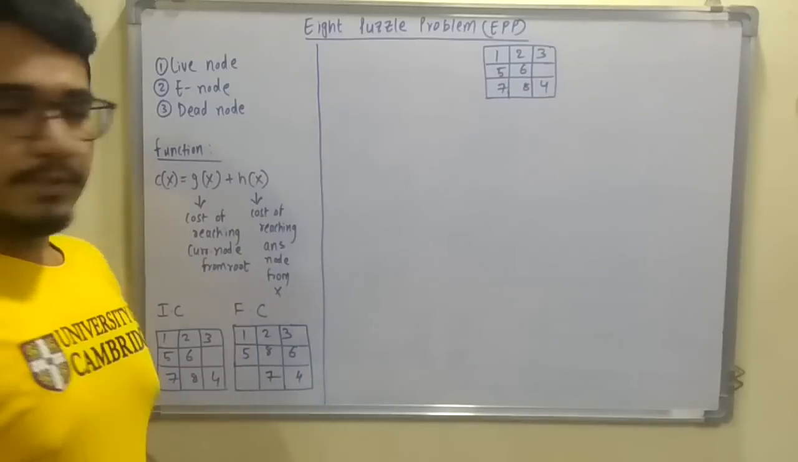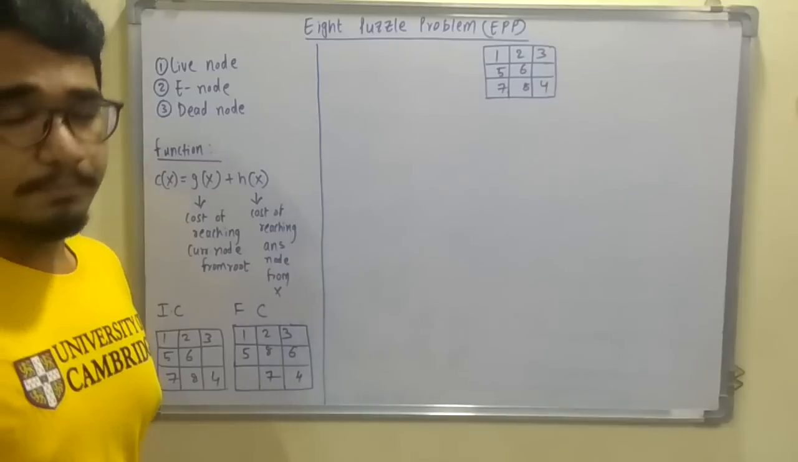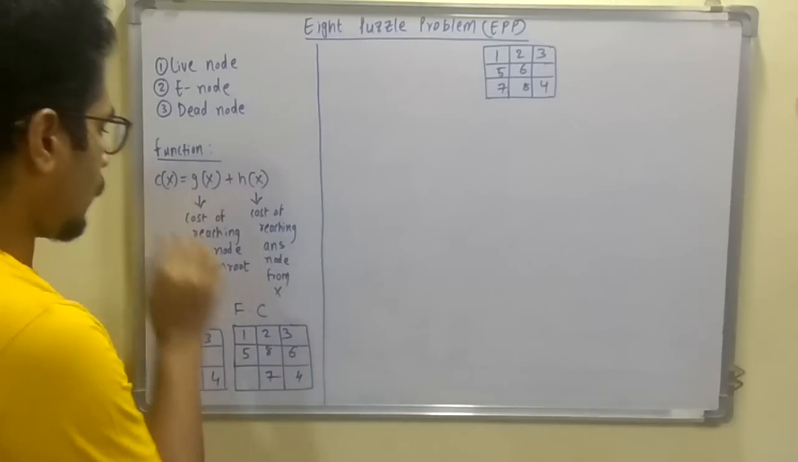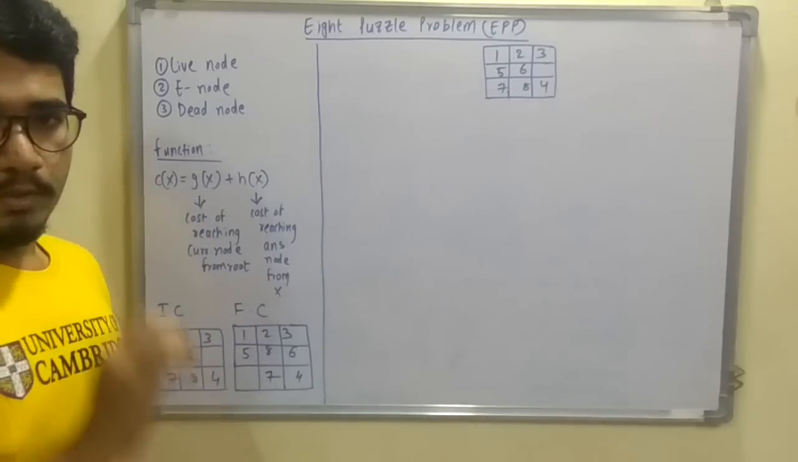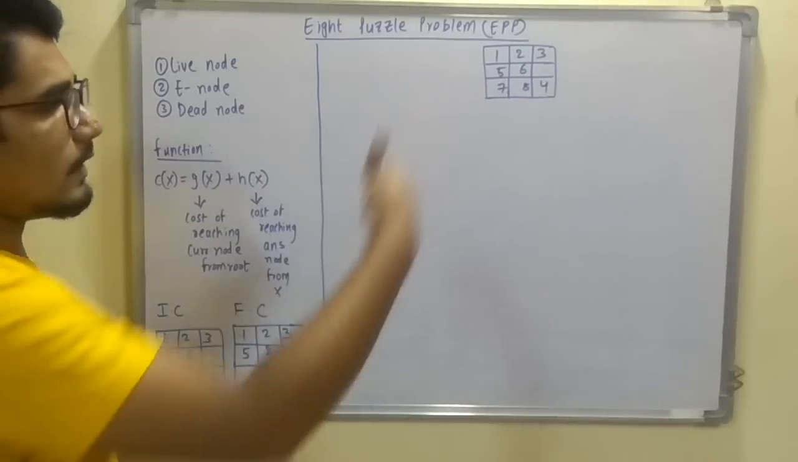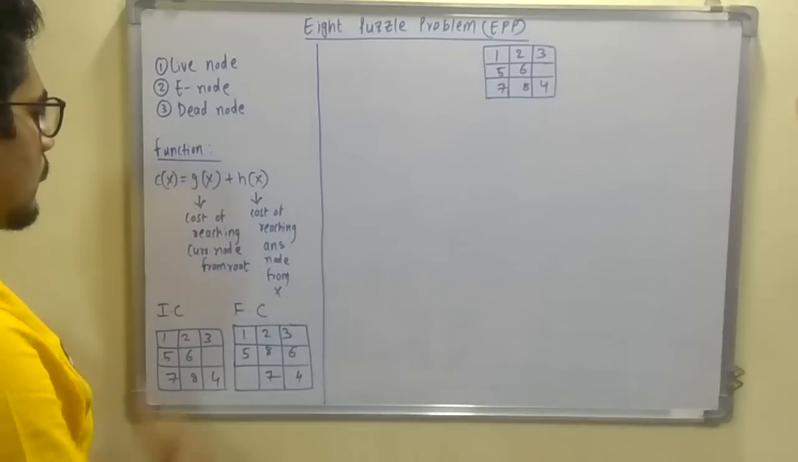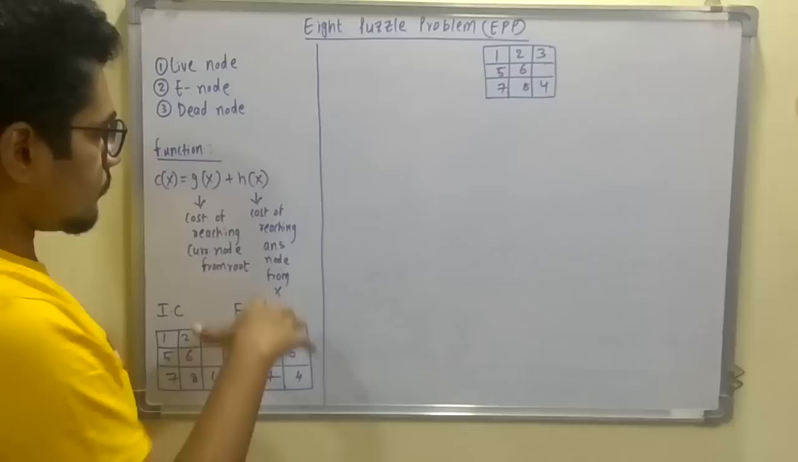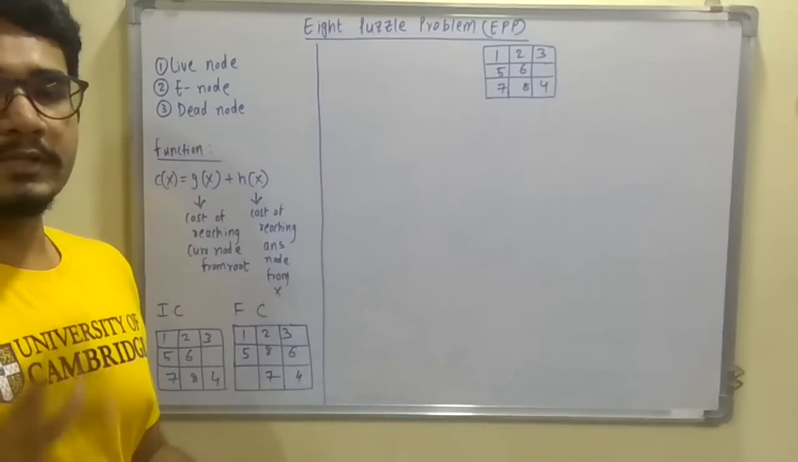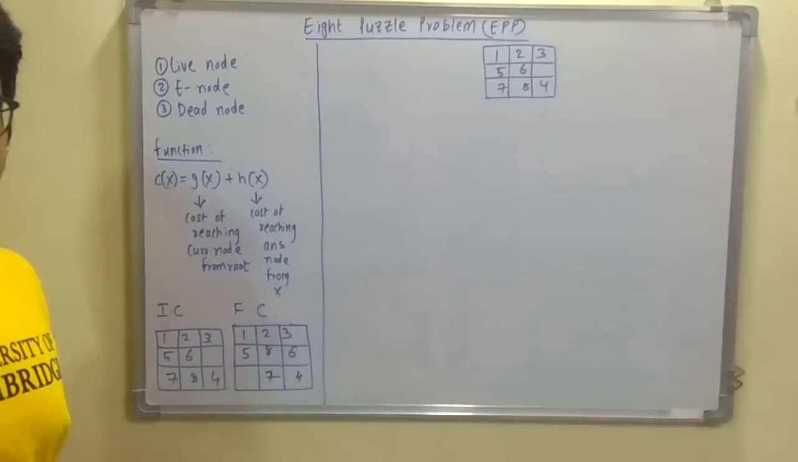So let's talk about the function. First of all, we have this cost function, C of x, which is equal to G of x plus H of x. Here G of x is the cost of reaching the current node from the root node. From the root node you will be reaching some current node, for example the 6th tile, the 3rd tile, or the 4th tile. Then h of x is a heuristic function: the cost of reaching the answer node from x, meaning the moves needed to get from the currently executing node to the final node.